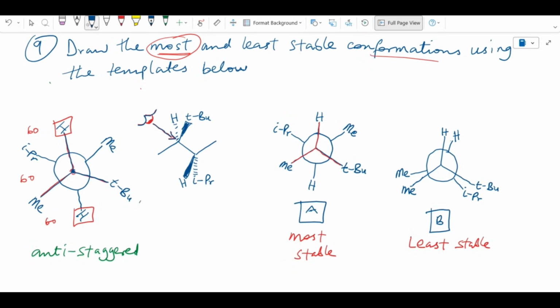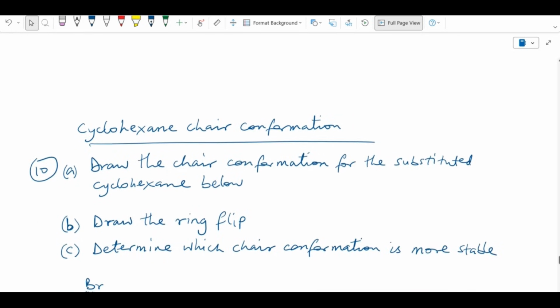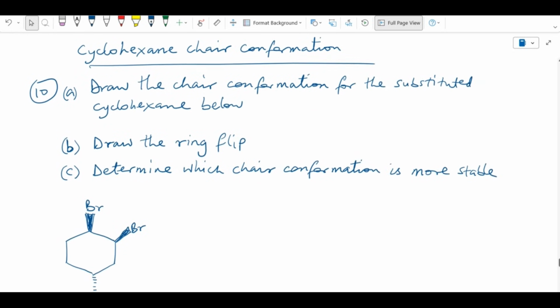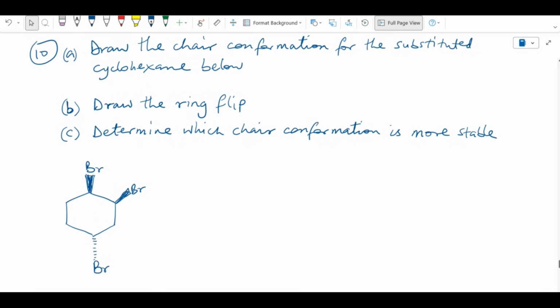All right, let's go over to the next question. So this is about cyclohexane chair conformation. The question asks us to draw the chair conformation for the substituted cyclohexane. So draw the chair conformation, then draw the ring flip, and then determine which chair conformation is more stable between the ring flip and the chair conformation.